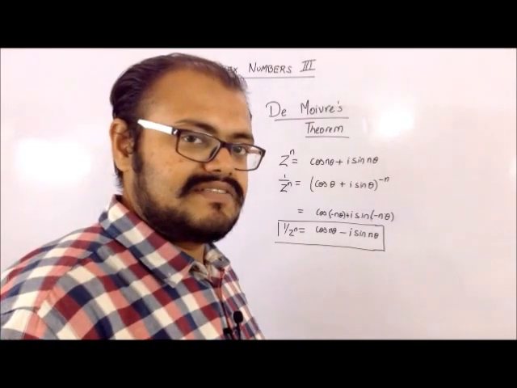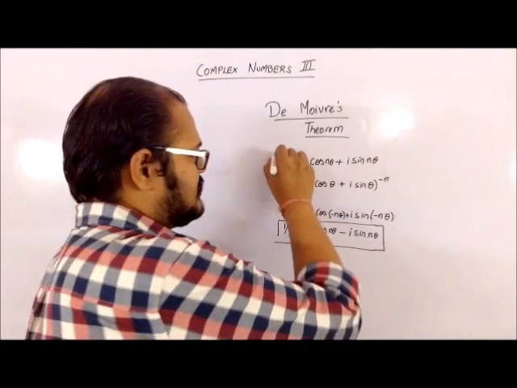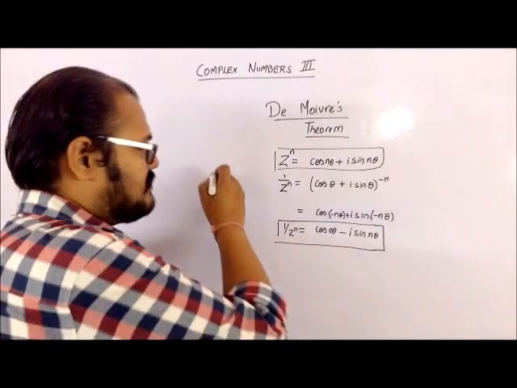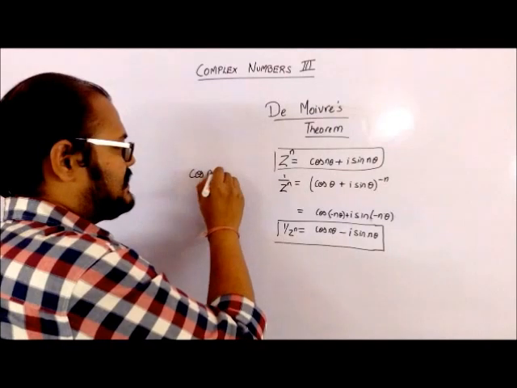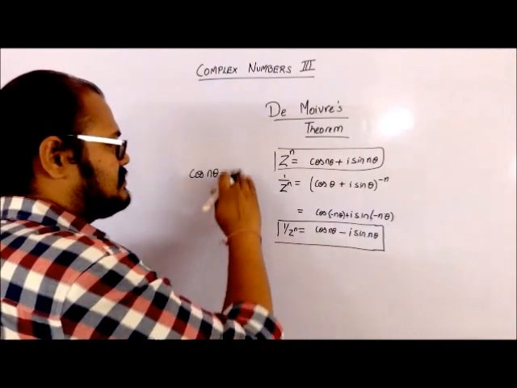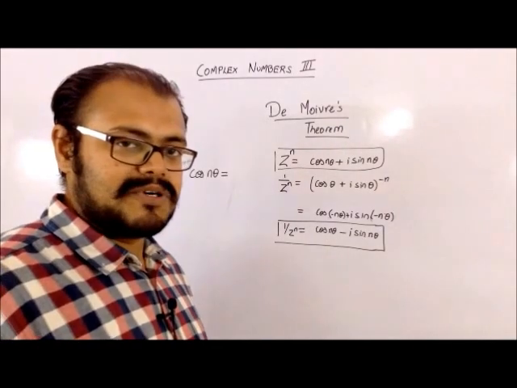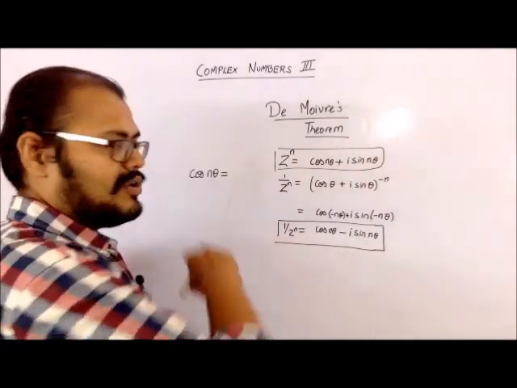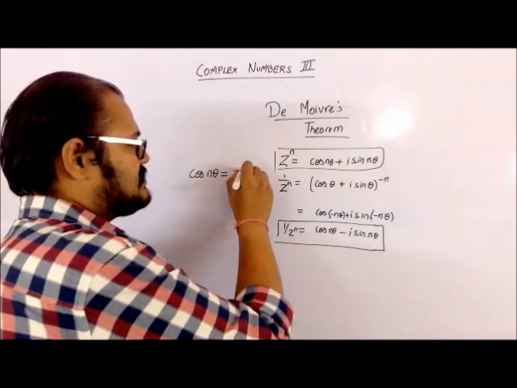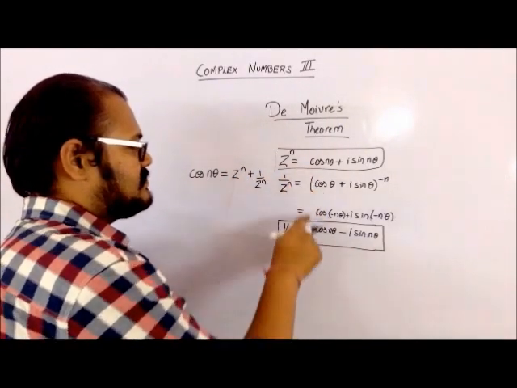Now these two relationships will get me something very important. If I want to find what is the value of cos n theta, then cos n theta will get me the answer as z raised to n plus 1 by z raised to n. It is simply the addition of these two.